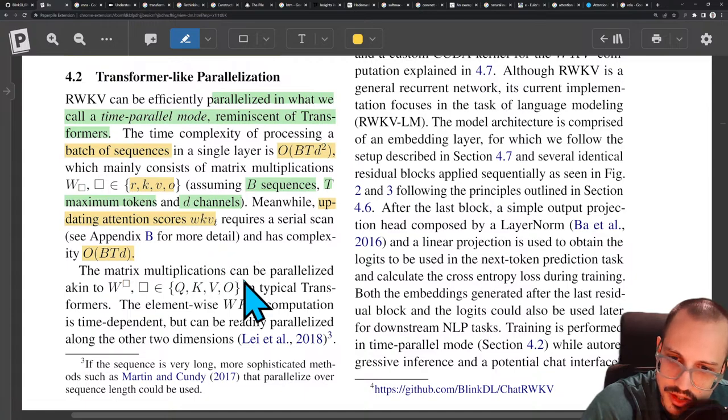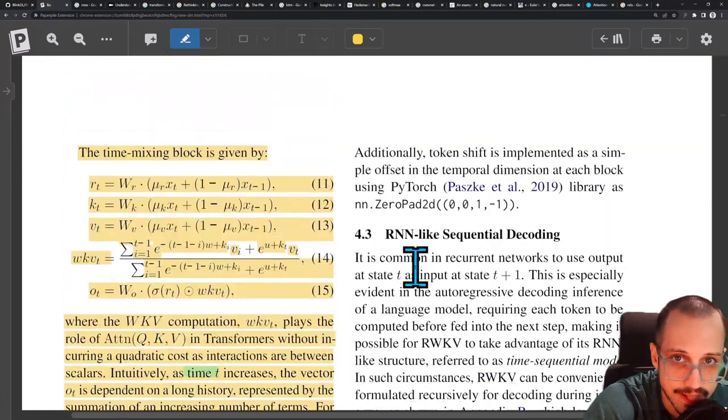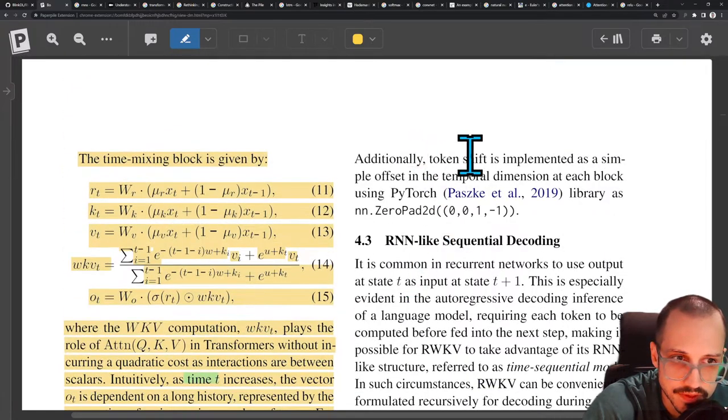The matrix multiplications can be parallelized akin to WQKVO in a typical transformer. The element-wise WKV computation is time-dependent but can be readily parallelized along the other two dimensions. So the other two dimensions are the channel dimension and then I guess the head? Number of heads. Token shift is implemented as a simple offset in the temporal dimension at each block using PyTorch.